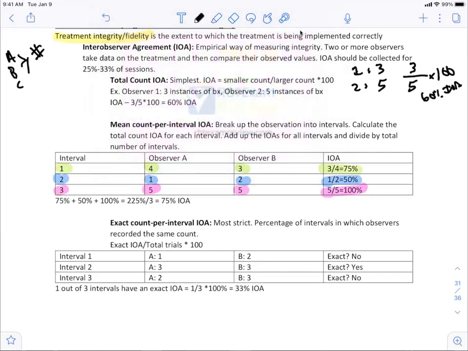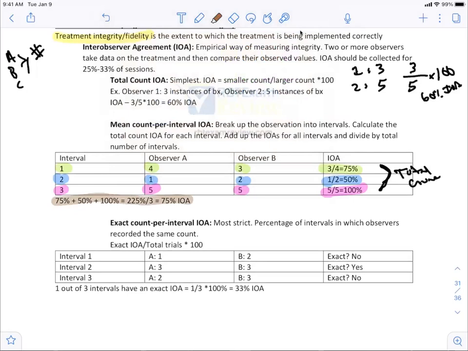So this is just total count. And then what? You just add them up. Okay. You just add them up and find the average. 75% IOA. Okay. That's all you're doing.